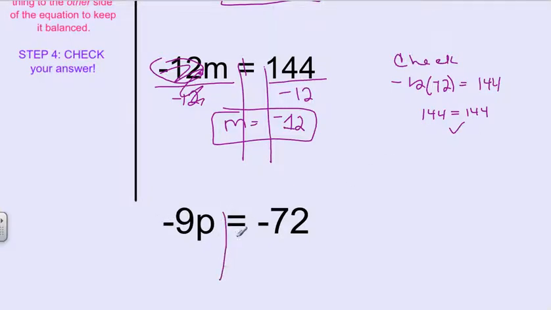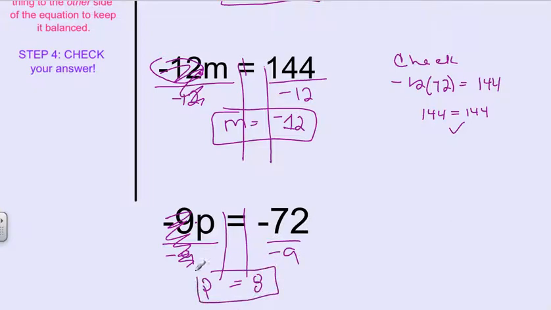And last but not least, if I was to draw my balance bars here, I notice that I have a P. The P is being multiplied by a negative 9. So the inverse, or the opposite, is to divide by a negative 9. So I'm left over with a P. Negative divided by negative is a positive. 72 divided by 9 is 8.